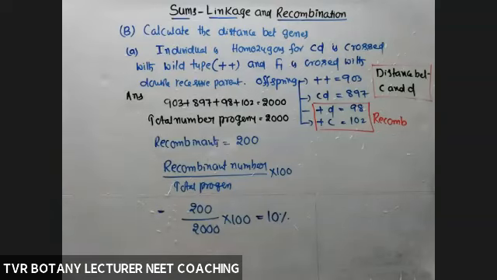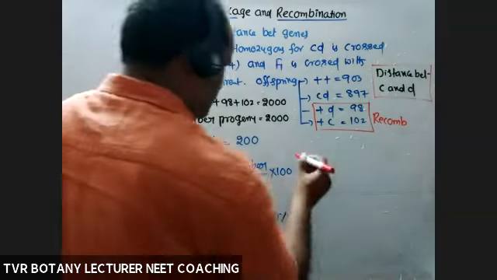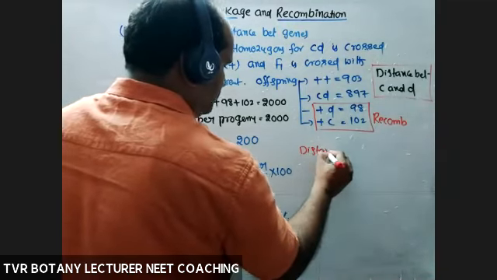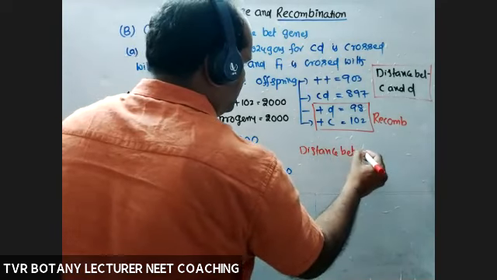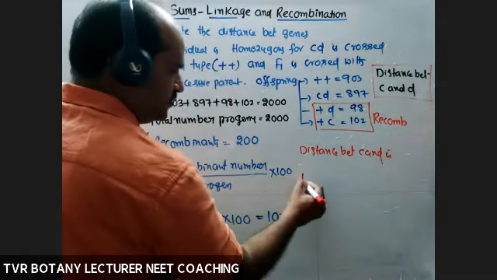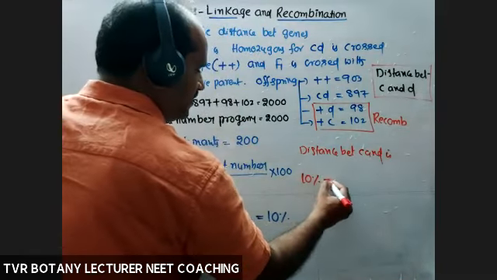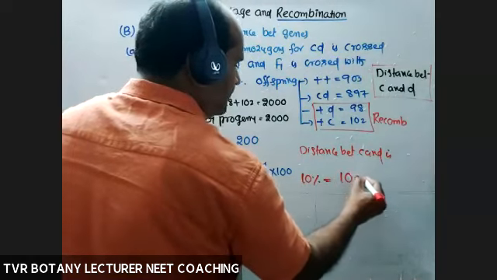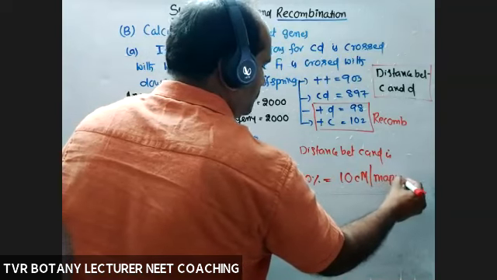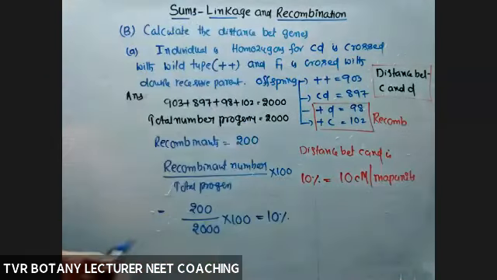So definitely the distance between those two, simplify it. So now the distance between C and D is according to this percent. So 10% is equal to 10 centimorgan or map units. Both are the same. Okay. Yeah, exactly. That is true.